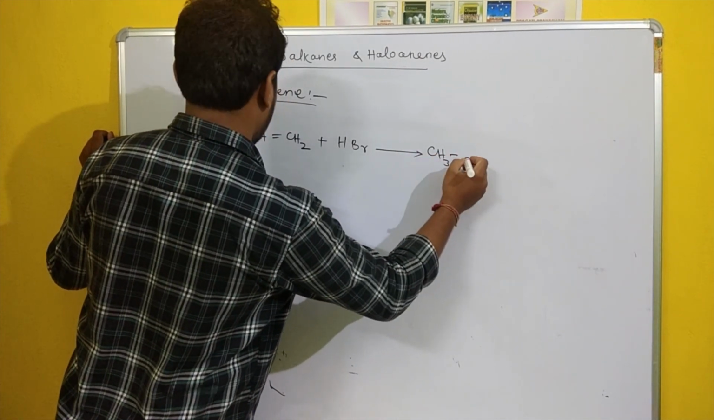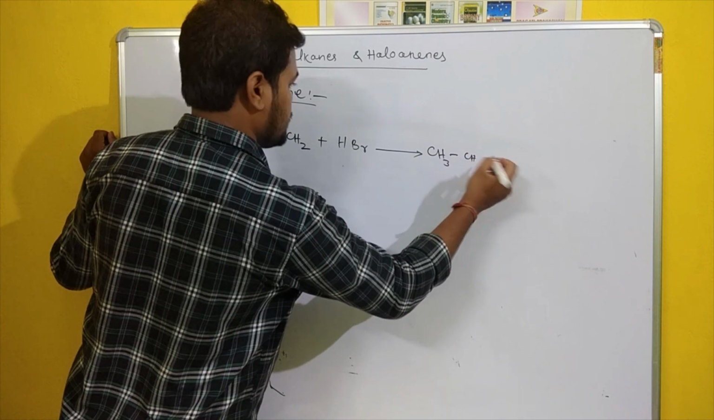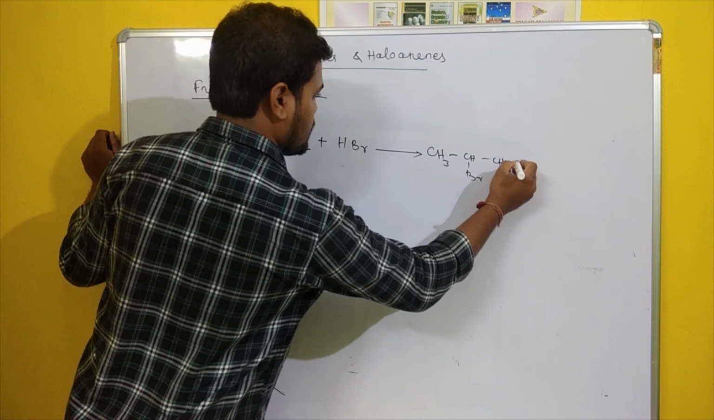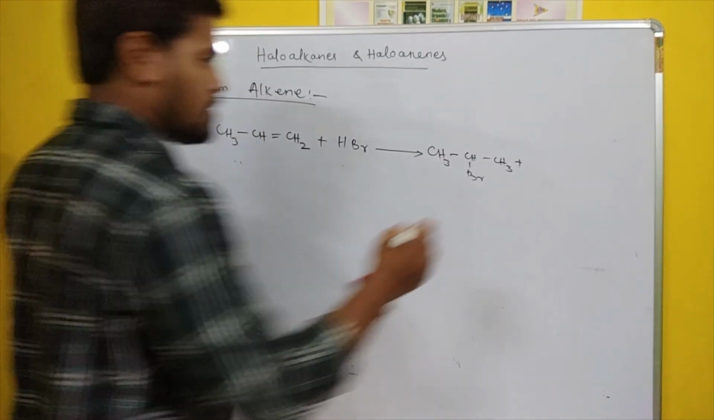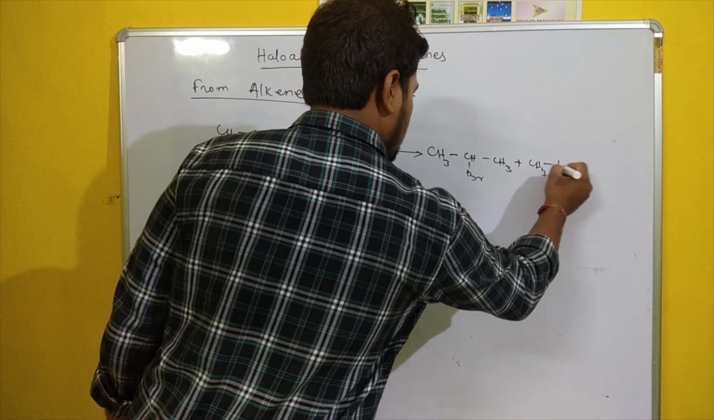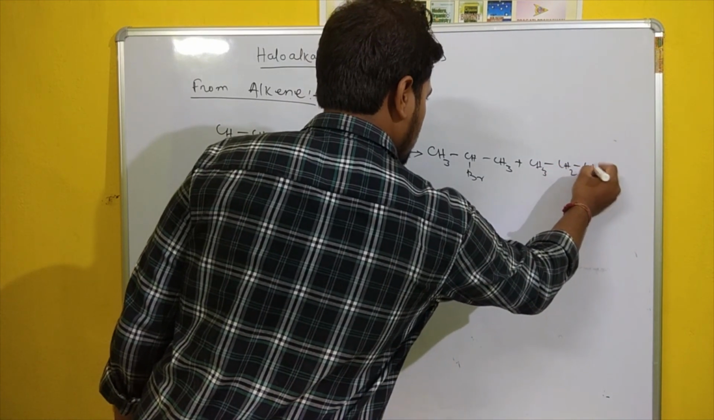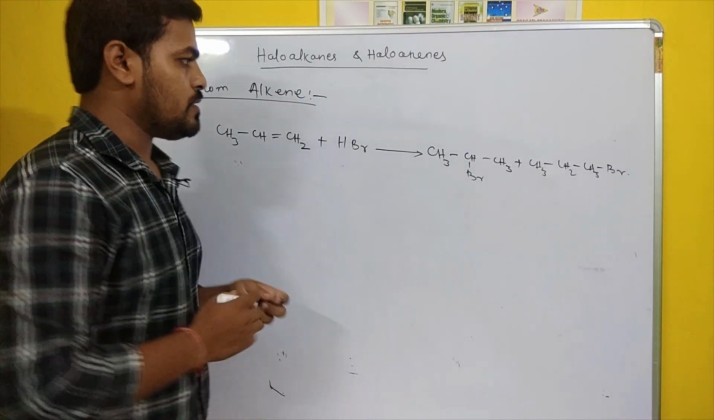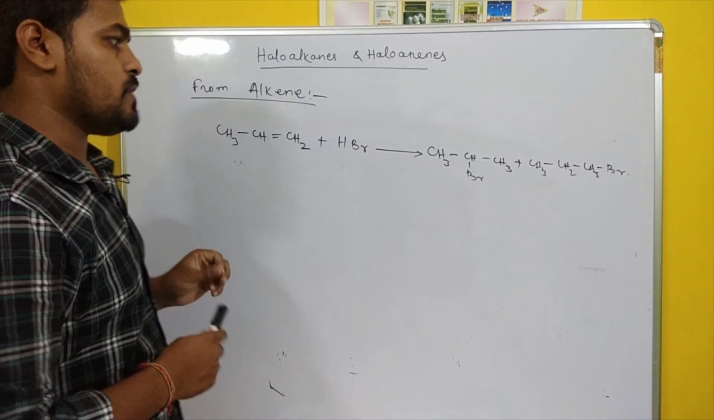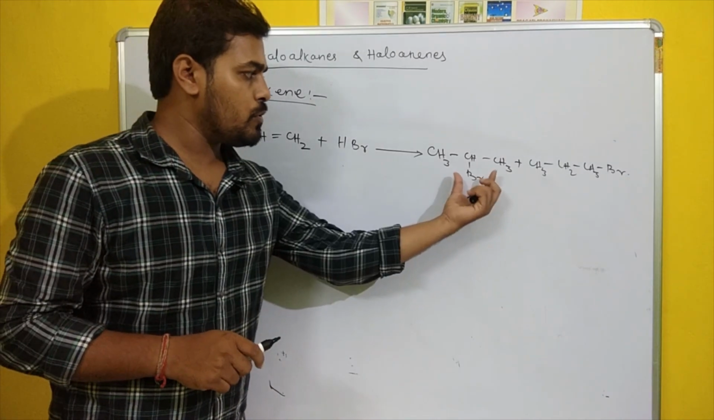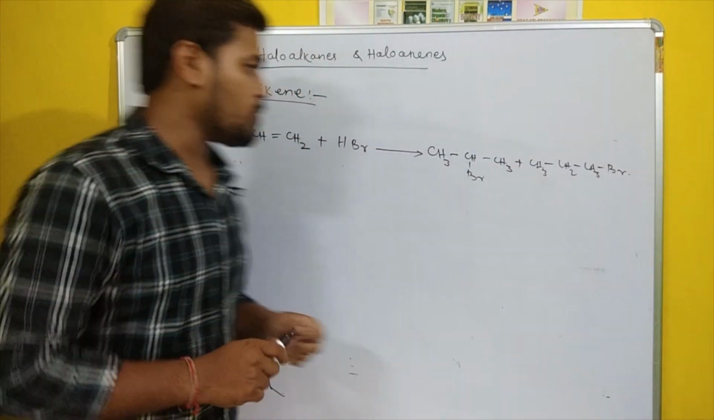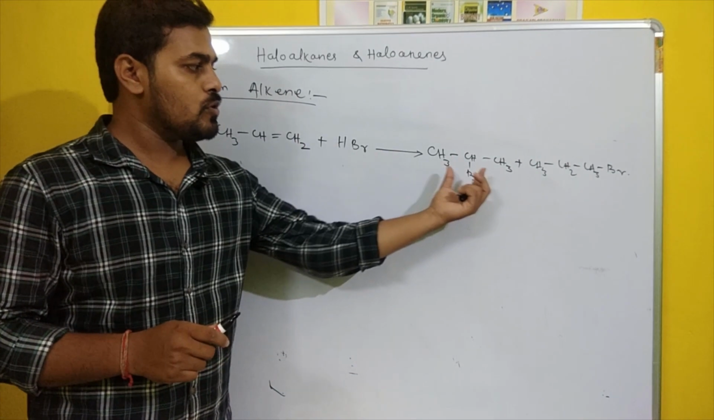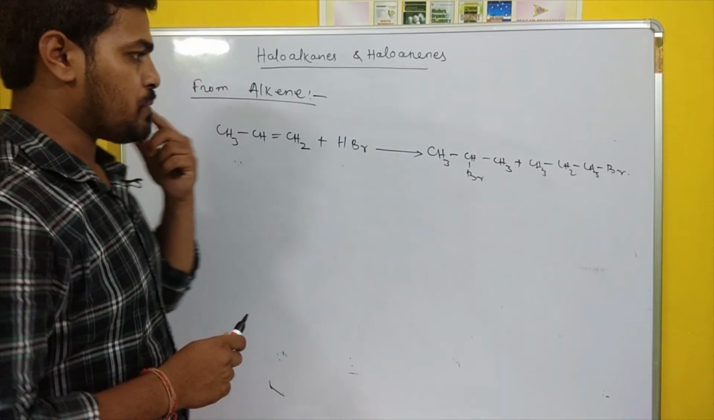CH3CHBrCH3 plus CH3CH2CH2Br. Basically we find two isomers: one is 2-bromopropane and the other is 1-bromopropane. When propene reacts with HBr, it gives 2-bromopropane and 1-bromopropane.